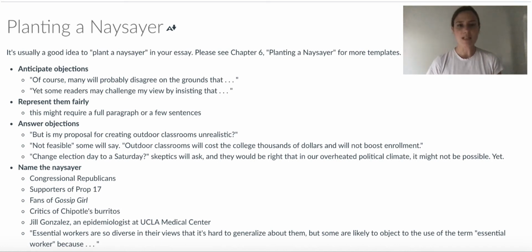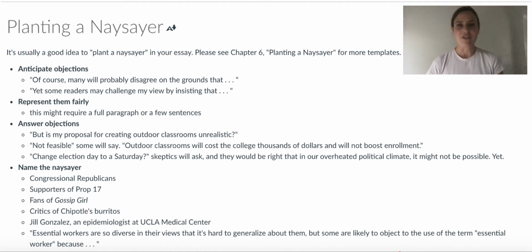There are a couple of ways you can do this. The first thing you want to do is anticipate potential objections. You can do this by reading your paper out loud to a family member, or just by making a list, a physical list or a mental note, of what your opposition, or what people who disagree with you, are going to say. You might say something like, "Of course, many will probably disagree on the grounds that such and such."